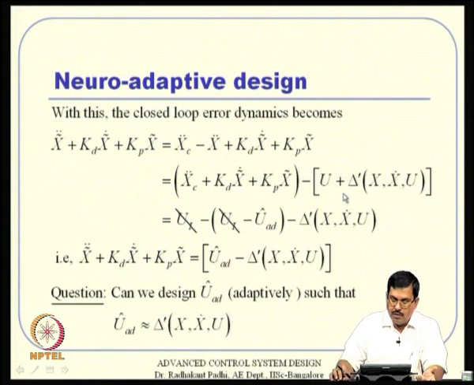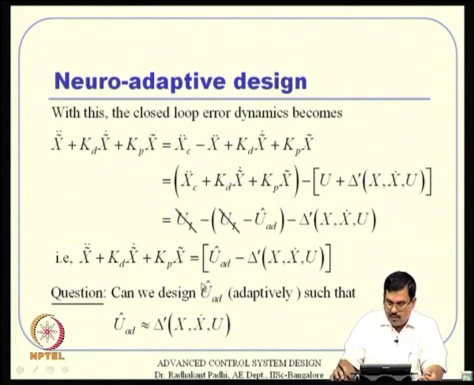So, what is getting operated here? This entire error dynamics is not 0, but it is uad hat minus delta prime. So, ideally what should be the objective of this uad hat design, that is the adaptive control design, is to make it equal to delta prime as much as possible. If you make it equal, then it is 0, and the entire error dynamics will be perfect actually. That is the whole key idea basically here.